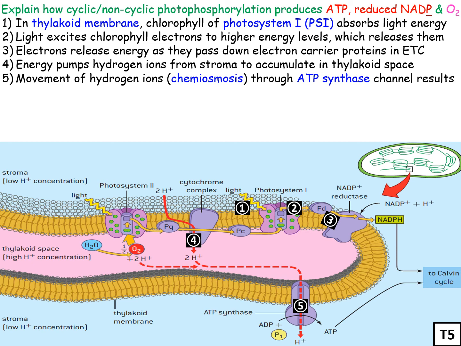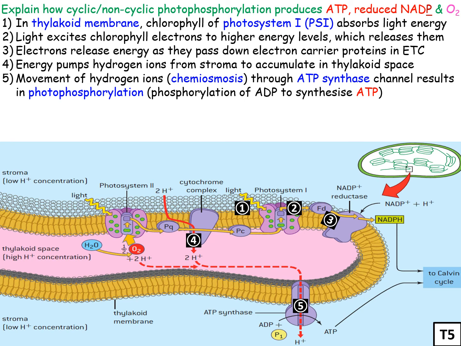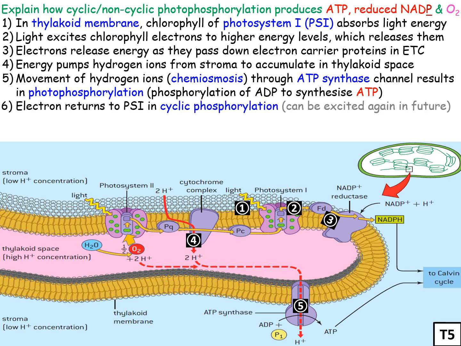The hydrogen ions in the thylakoid space can then move through the ATP synthase channel, which is known as chemiosmosis, and this results in photophosphorylation, which is the phosphorylation of ADP to ATP. So ATP is therefore produced.